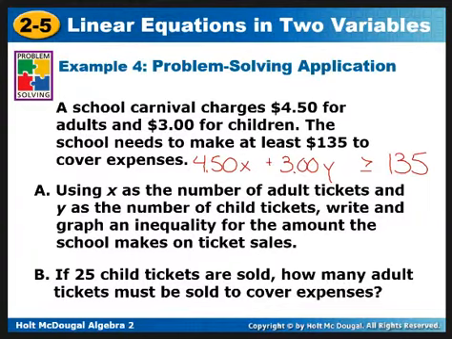Okay, now on the bottom here it says if 25 child tickets are sold, how many adult tickets must be sold? We'll get to that here in a second. But essentially to solve that, we would take the 25 and fill it in place of the child tickets, and we would solve for X to figure out how many adults would have to be sold in order to get the same thing.